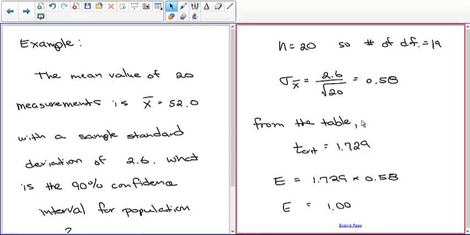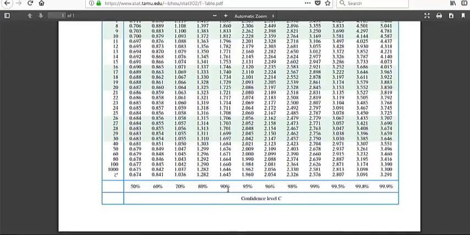Then we go to the table. We have 19 degrees of freedom because we have 20 data points, and we have 90% confidence. So here's 90% confidence. Here's 19 degrees of freedom. We look at the intersection of those two, right there, and you get 1.29. If you wanted 95% confidence, you'd use 2.093. If you wanted 99.99% confidence, you'd use 3.883. So it just depends on which confidence level you have.